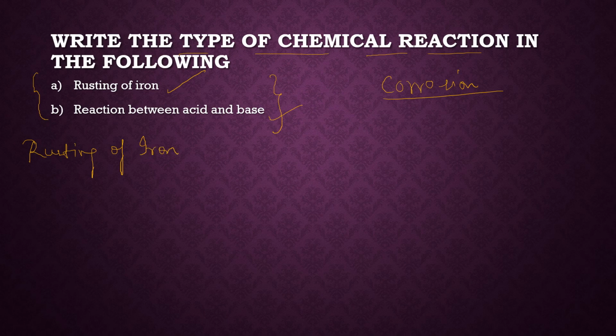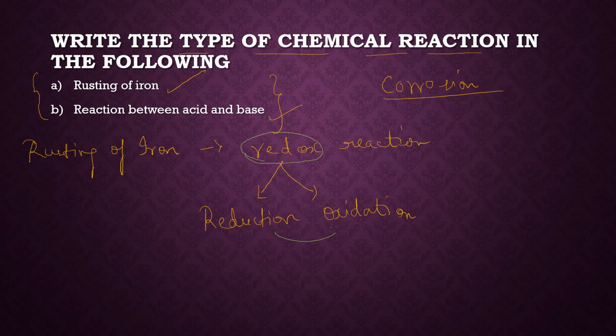It's very simple. It comes under the redox reaction type. Redox is a combination of reduction and oxidation, which means reduction and oxidation take place simultaneously. That's why we call it a redox reaction. Now, what happens during the rusting of iron? How is that brownish color formed?